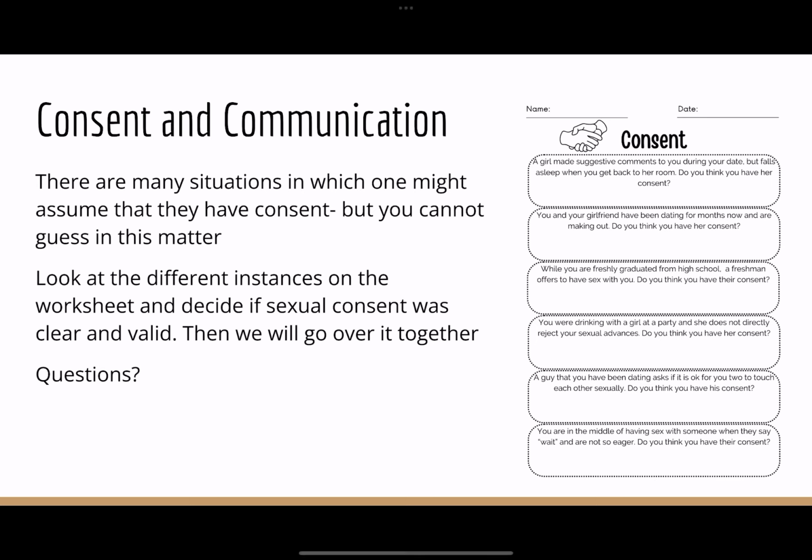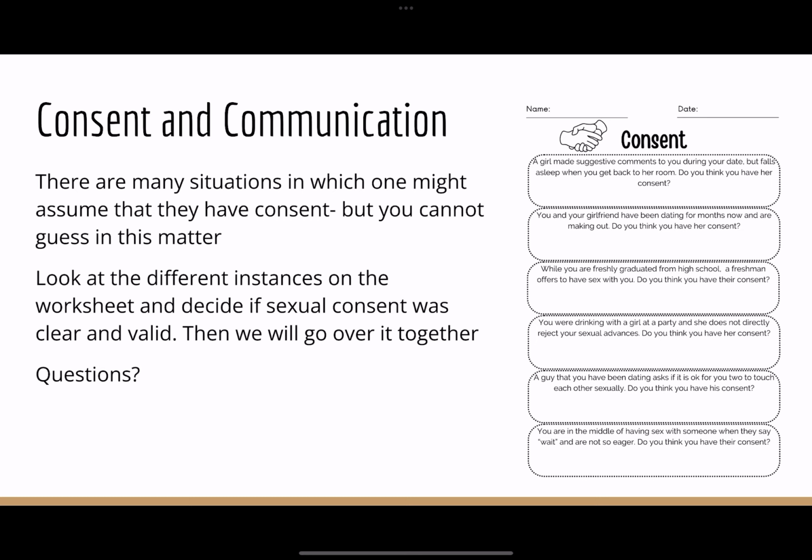At the end of that lesson, I have a worksheet that could be passed out and worked on. It just emphasizes how there are many situations in which one might assume that they would have consent, but that they cannot just guess, and it needs to be very clear. So they would look at the different instances on the worksheet and try to decide if the sexual consent was clear and valid, and then we could go over it together and they could ask any questions that they may have.